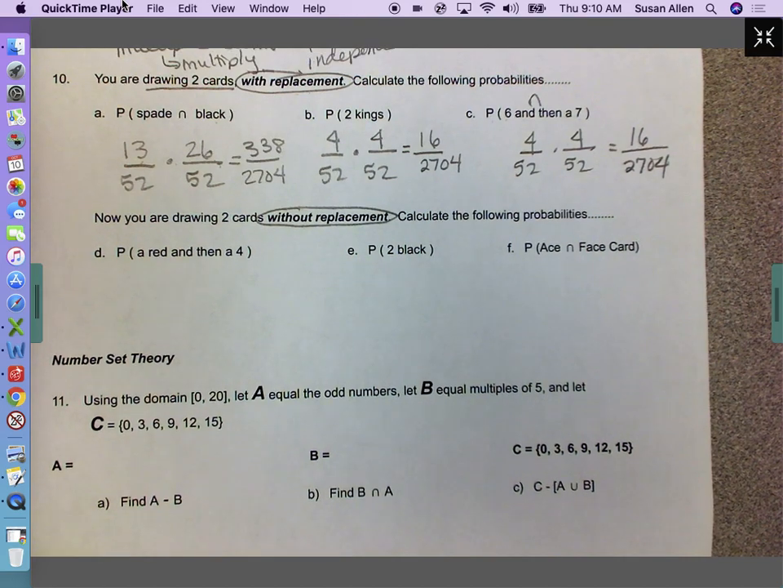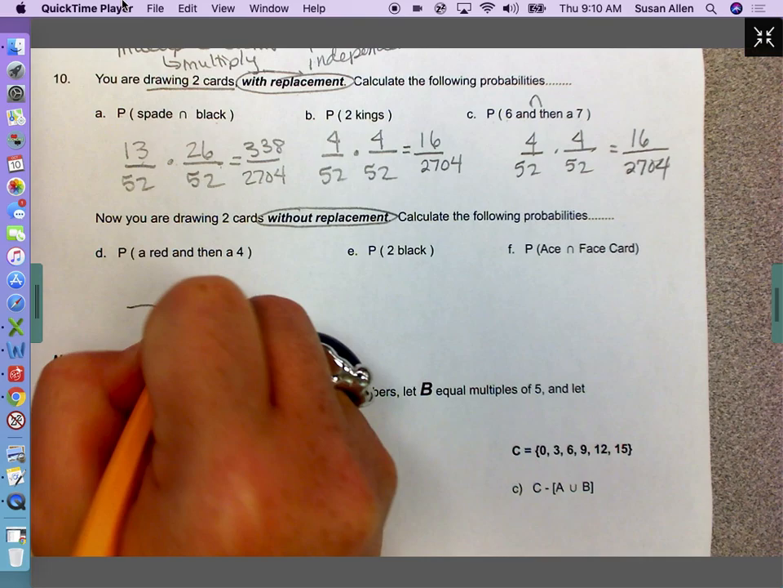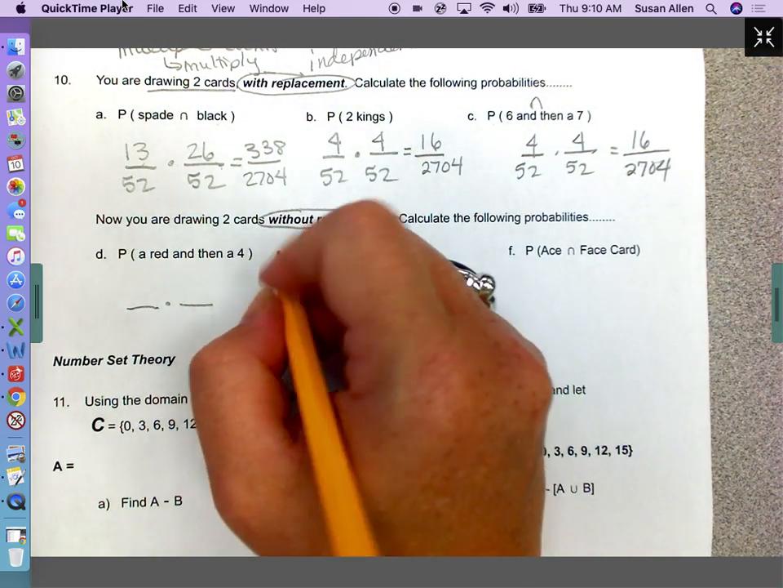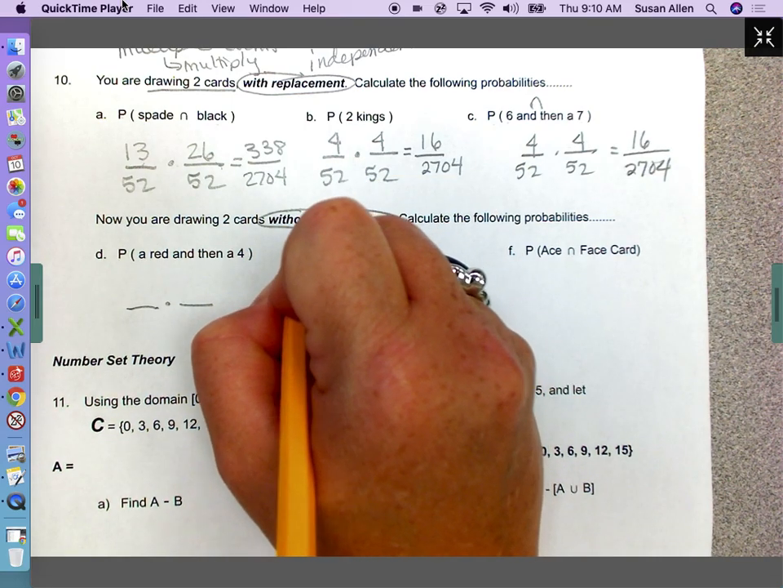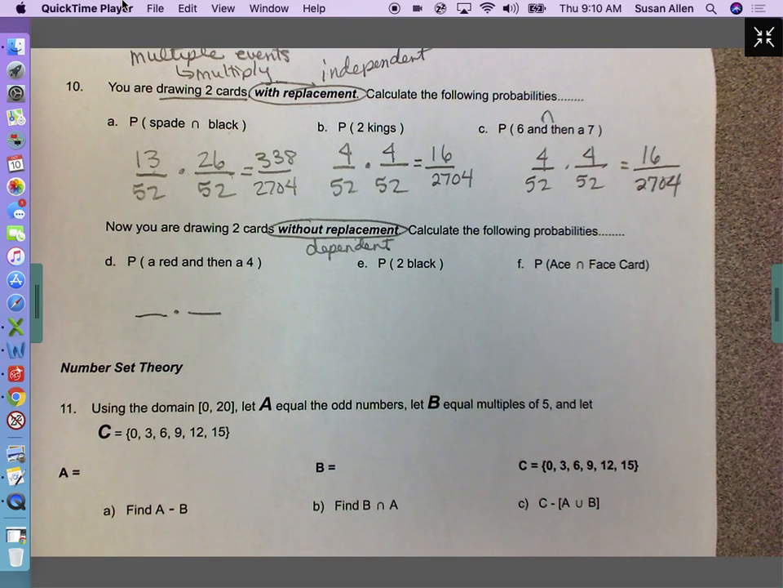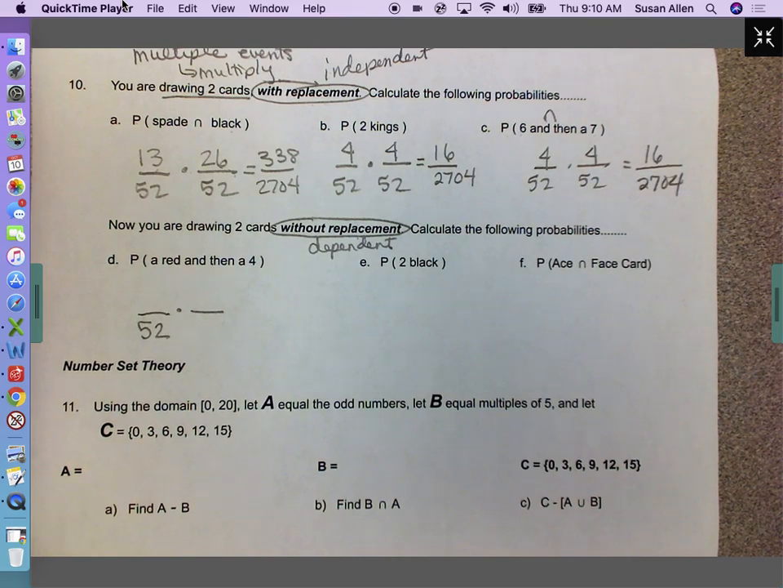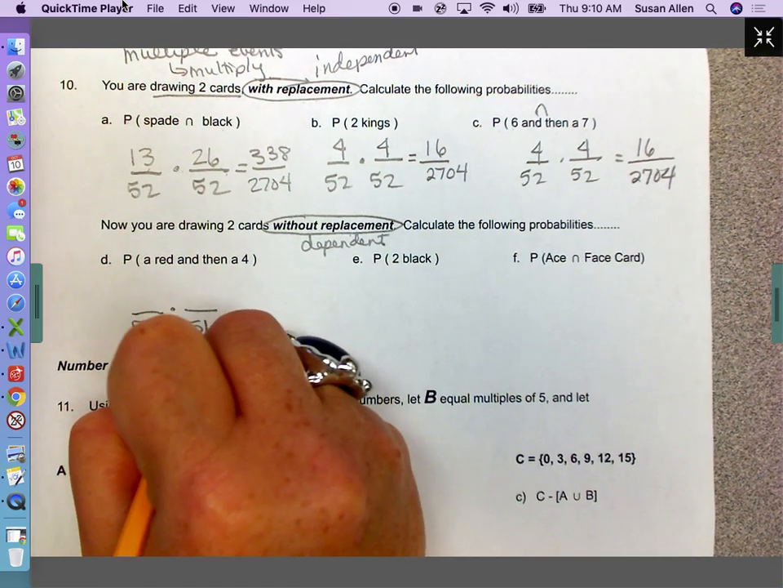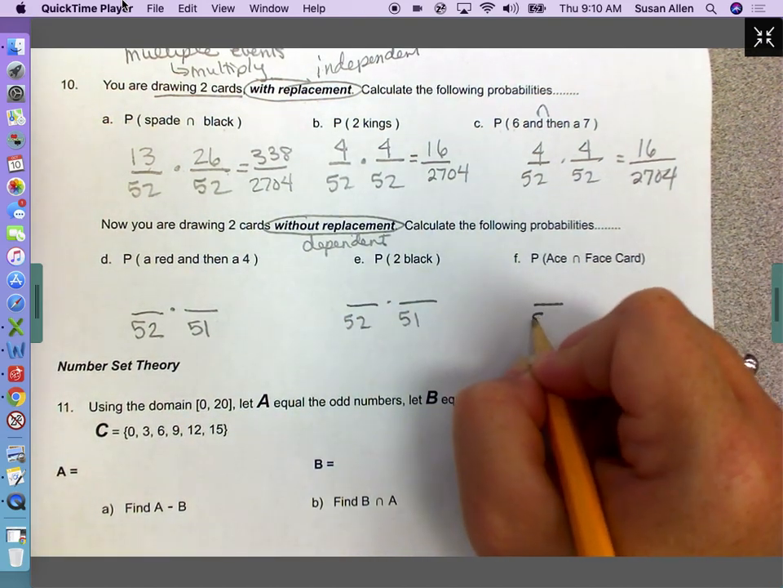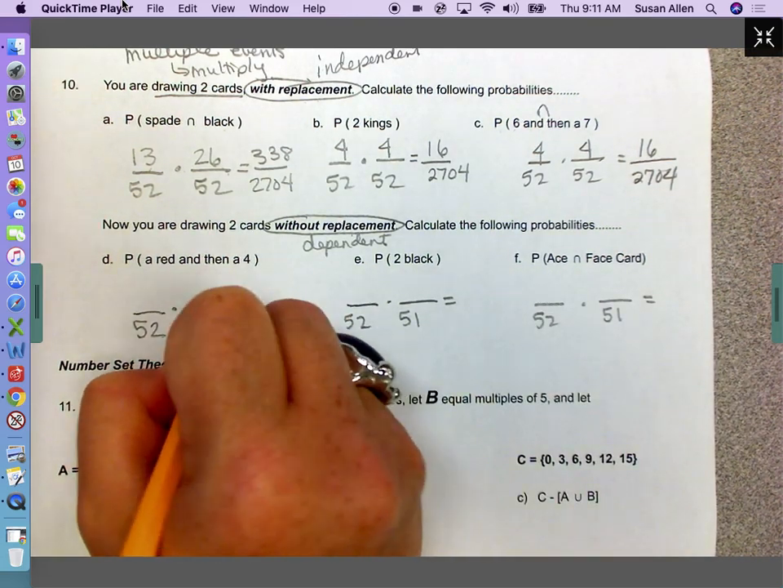Now, for D through F, we are not replacing the card. So how does that impact our outcomes? It means the outcome of the second draw is dependent on the outcome of the first draw, so these are dependent events. We're still going to multiply because we have multiple events. But what changes is the first time you draw, there are 52 cards. The second time you draw, there are 51. So make sure you're accounting for that in your probabilities.